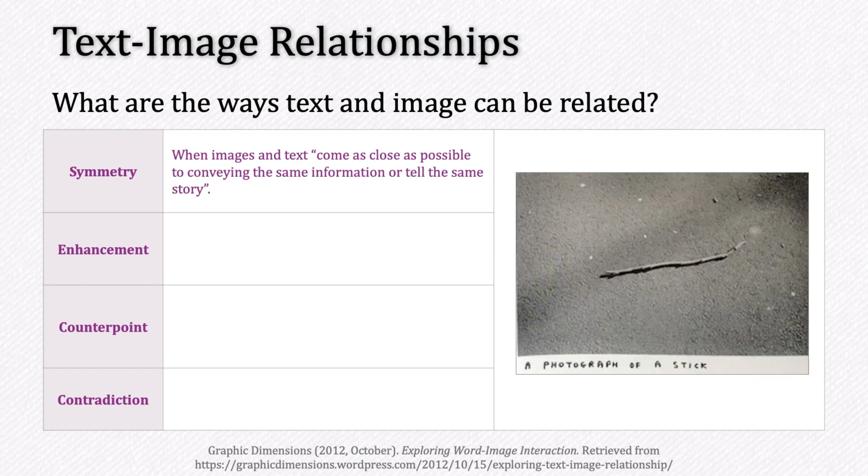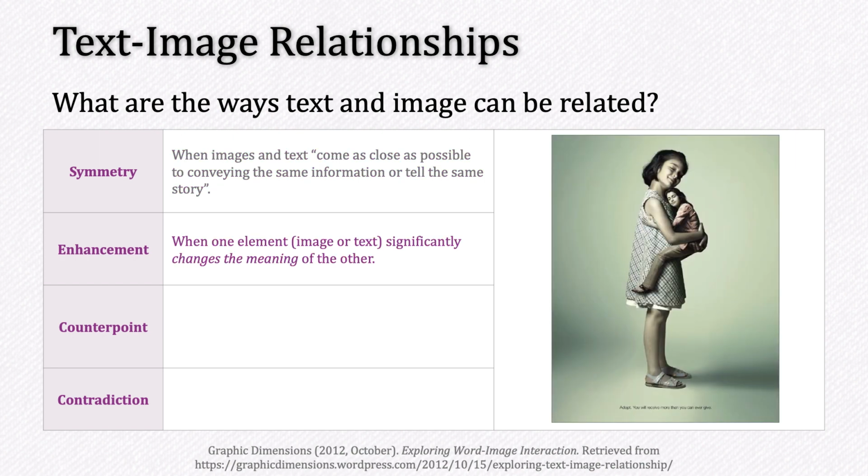So one possible relationship between text and image is one that is symmetrical. And according to Lewis, a text-image relationship is symmetrical when the text and image come as close as possible to conveying the same information or telling the same story. Now, another possible relationship is one of enhancement. And a text-image relationship is an enhancement when one element, either the image or the text, significantly changes the meaning of the other.